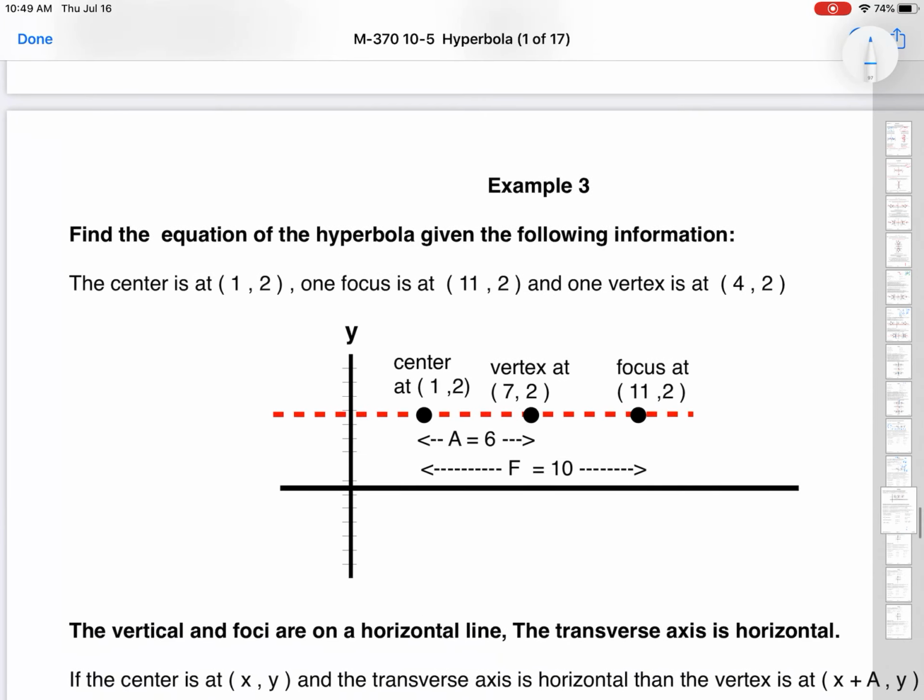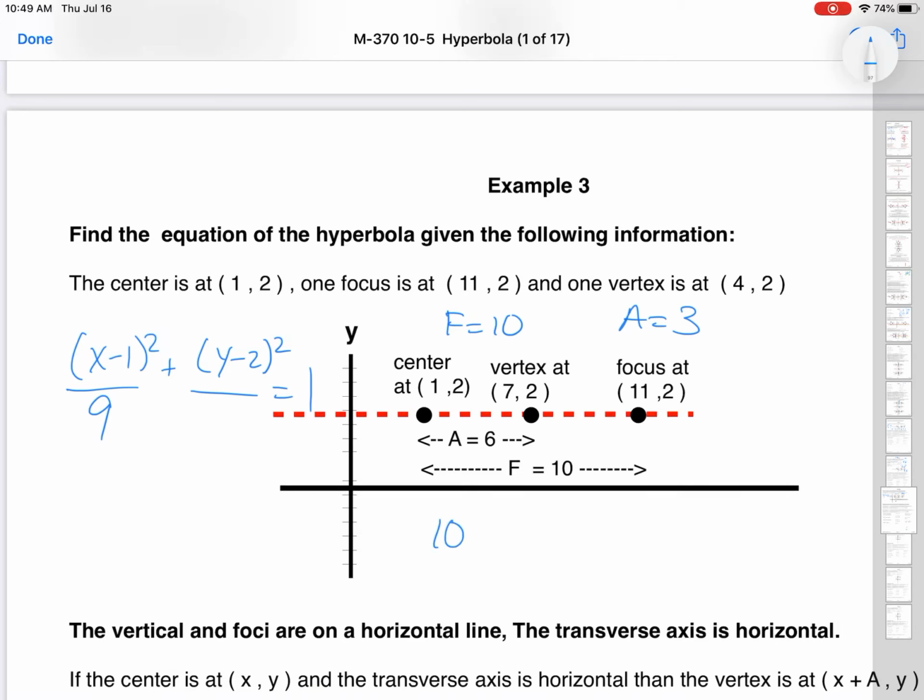All right. Center is at 1, 2. Focus is at 11, 2. So you can see right away that things have changed in the x direction. So here's what we know. We have x first, and it's a -1. We have y second, and it's a -2. And this is equal to 1. We know that the distance between 1 and 11, which is 10, is the focus distance. So the focus distance is 10. Between 1 and 4 is the a distance, and so that's 3. So this is a 9 underneath here.